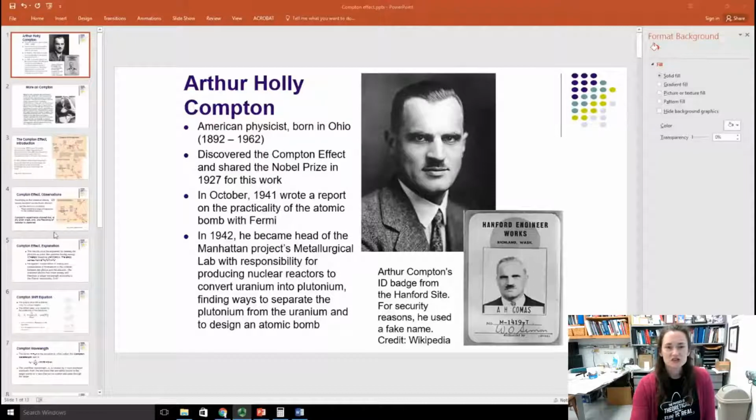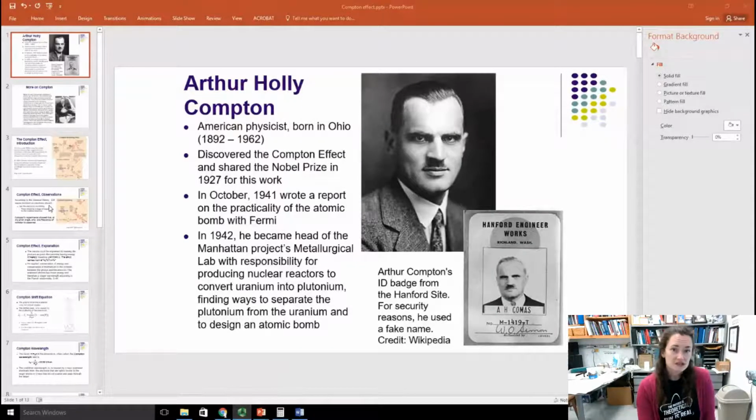Hi there. So today I'd like to talk to you about the Compton Effect. The Compton Effect is named after its discoverer, Arthur Holly Compton. Compton was an American physicist. He was born in Ohio in 1892, and he discovered the Compton Effect and shared the Nobel Prize in 1927 for this work.